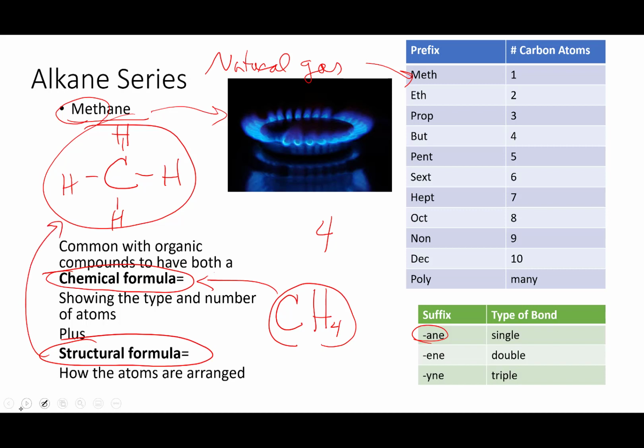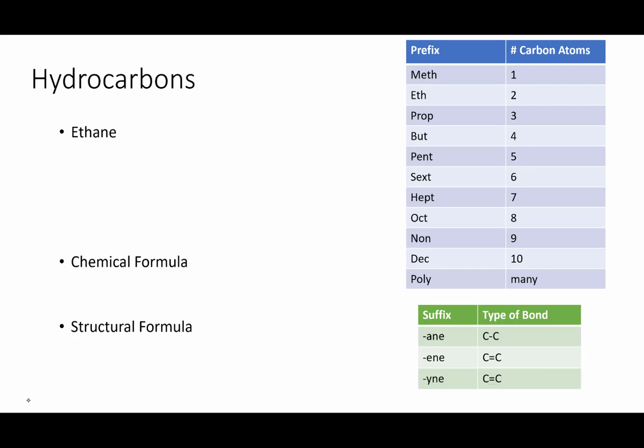All right, let's do another one. So let's look at ethane. Eth, two carbons. So we're going to have 1, 2 carbons. The ane means a single bond between those carbons, and then we want every carbon to have 4 bonds.